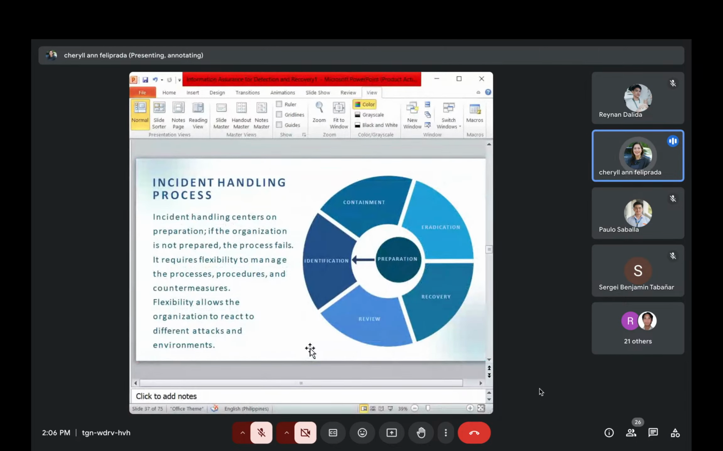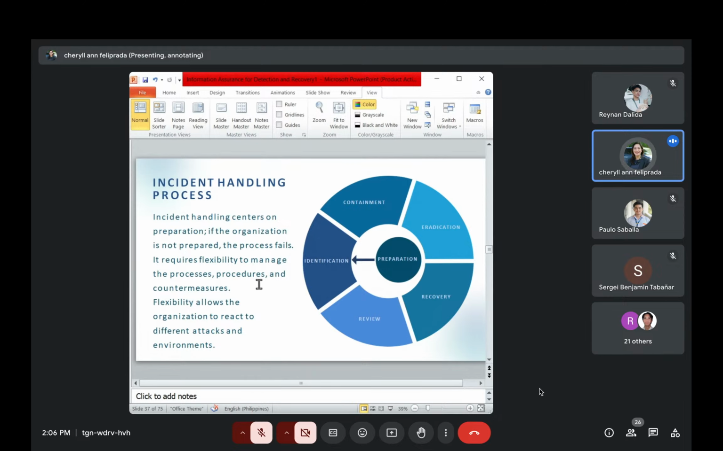Next, incident handling process. This shows the incident handling process, starting off with preparation. This is where the handling process starts. It's where you identify the incident. You have to prepare all the evidence and all the data that is being collected. If the organization is not prepared, the process fails.